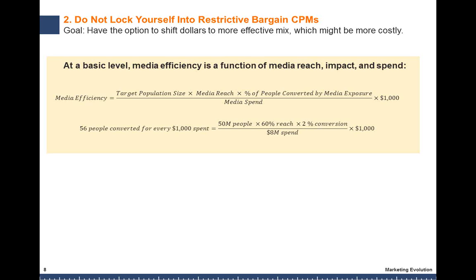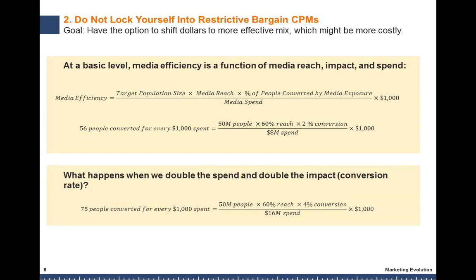One of the fundamental questions that a lot of our client marketers come to us with is this trade-off between premium placements and the trade-off in efficiency. There is no hard and fast rule to say that one is always more valuable than the other, but oftentimes the math favors some of the premium placement. So if we were to go through that same exercise of doubling the spend and doubling the impact, you see that instead of impacting 56 people for every $1,000 spent, you're impacting 75 people for every $1,000 spent.